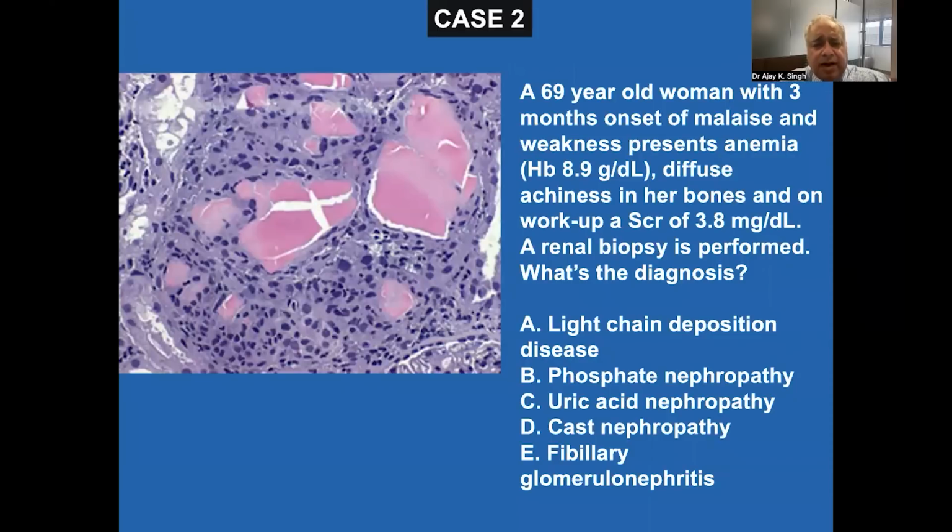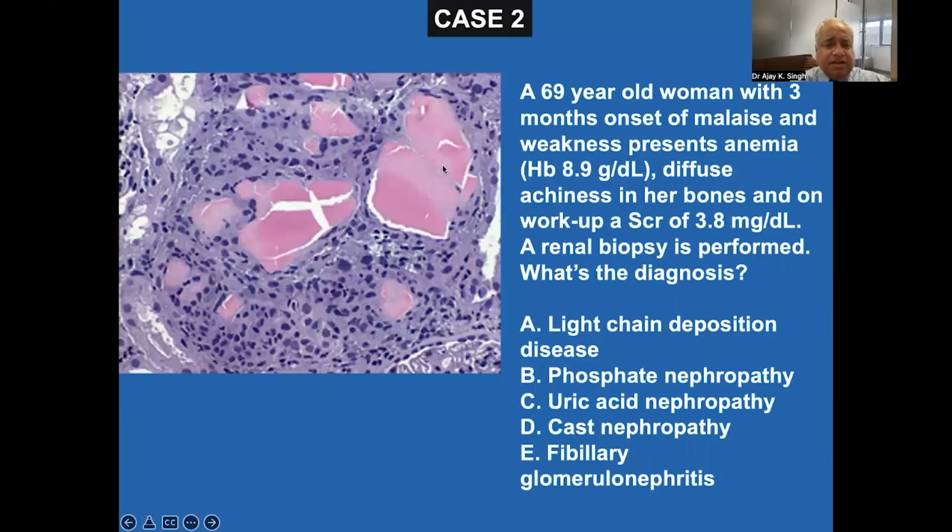Case 2 is a 69-year-old woman with a 3-month history of malaise and weakness, who presents with anemia, hemoglobin of 8.9, diffuse achiness in her bones, and on workup, a serum creatinine of 3.8 milligram per deciliter. A renal biopsy is performed, and the question is, what is the diagnosis here?